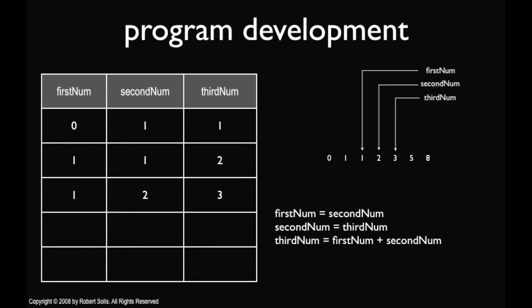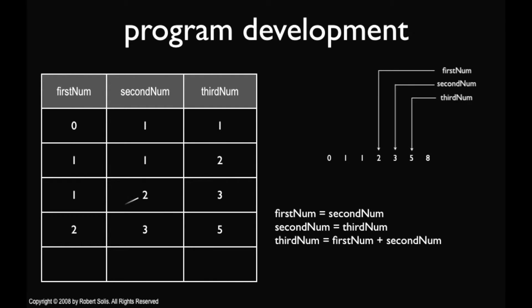Let's watch it again. When I shift everything over, notice what happens. First num is going to be assigned whatever second num is. So second num is 1, so we put 1 in first num. Third num is going to be assigned to second num, so the value of third num gets assigned to second num. And then third num is going to be the addition of first num plus second num. Well, 1 plus 2 is equal to 3. And then, of course, graphically, you can see what's happening over here.